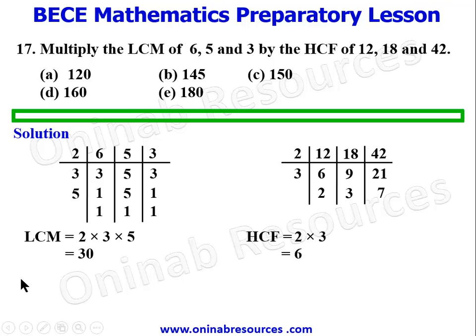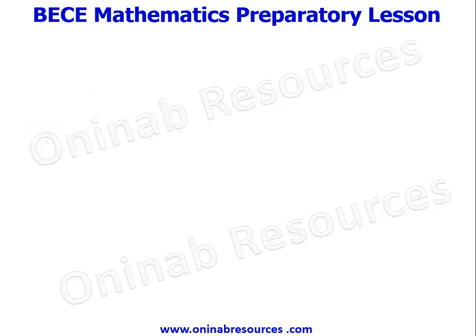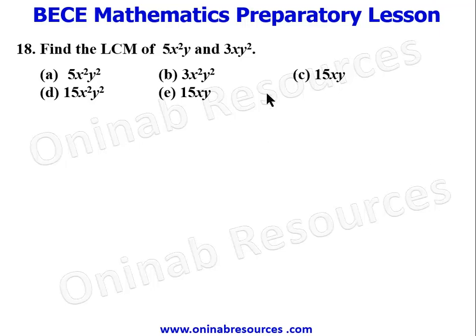which gives 6. Now LCM multiplied by HCF will be 30 times 6. 3 times 6 is 18. So adding 0, we have 180. And the option here is option E. So that is the end of solution to problem 17. We go to problem 18.